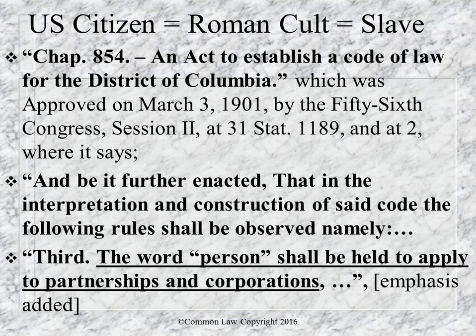This is the D.C. Code at 31 Stat 1189, and in section paragraph 2 it says that be it further enacted, the interpretation and construction of said code, the following rules shall be observed, namely, the word person shall be held and to apply to partnerships and corporations. Okay, so again, it's a fictitious entity.